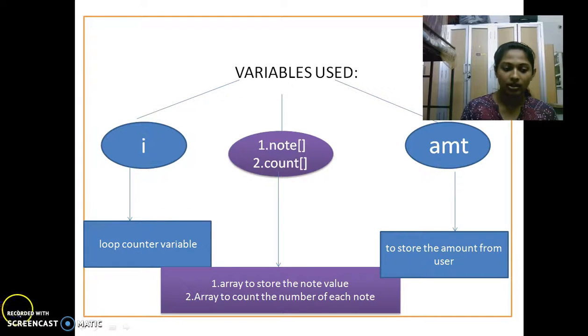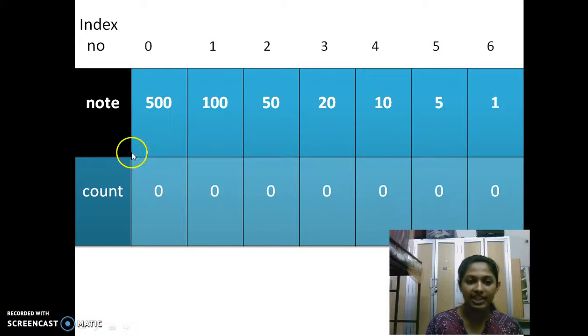Here I have explained what the arrays will be. The first array is note and the second array is count. First I have stored the values of the notes, that is 500, 100, 50, 20, 10, 5 and 1. Now I'll be taking a loop in which I'll be initializing each value of count to 0. That will become the first portion of my program. Here the index numbers are 0 up to 6, which means 7 elements are there in this array.